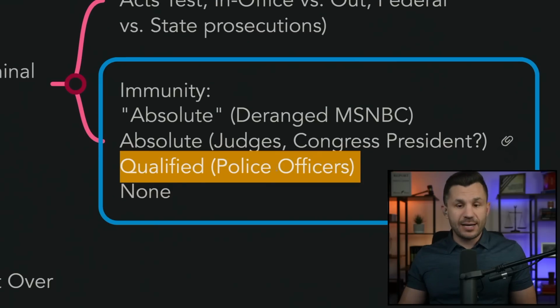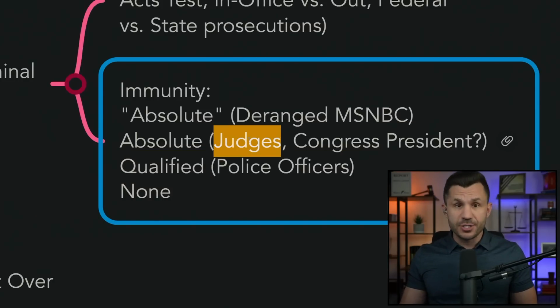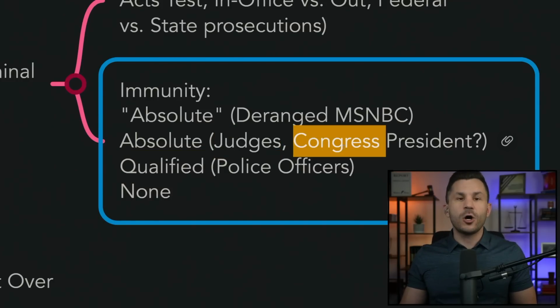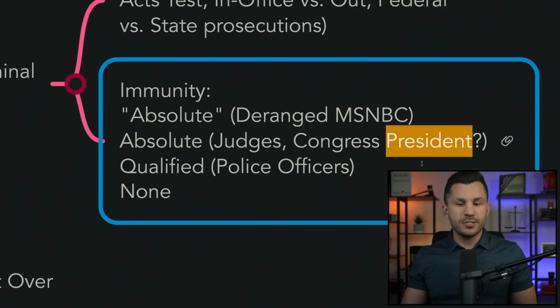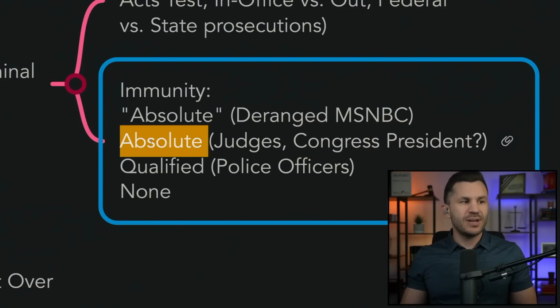Then we actually have in the law something called absolute immunity. Now, I want to explain that this is for people like judges and people like Congress people if they are acting within the scope of their duties. So when a judge is acting as a judge or when a congressperson is acting as a congressperson. Now, the question for us is, does the president also have this type of absolute immunity?